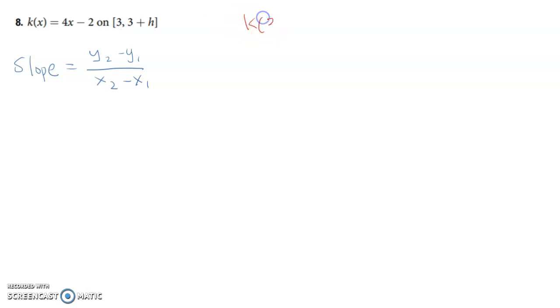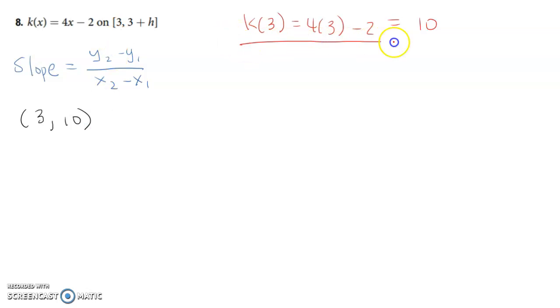So k of 3 is going to be 4 times 3 minus 2. This is going to be 10. Okay, and let me just record that. So we have the point (3, 10). All right, our second x given is 3 plus h.